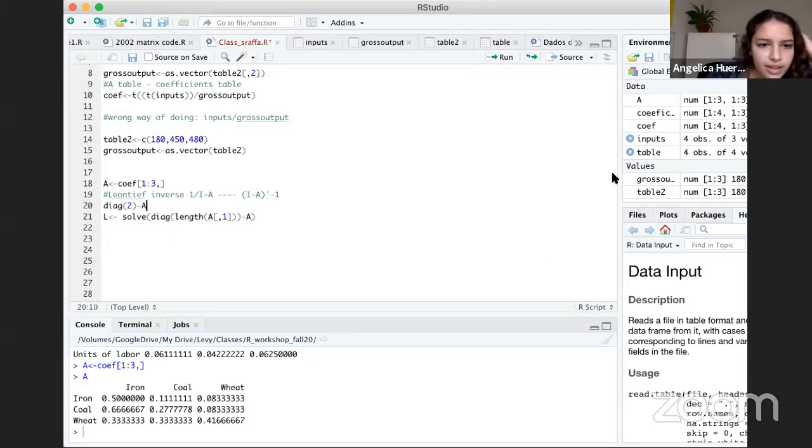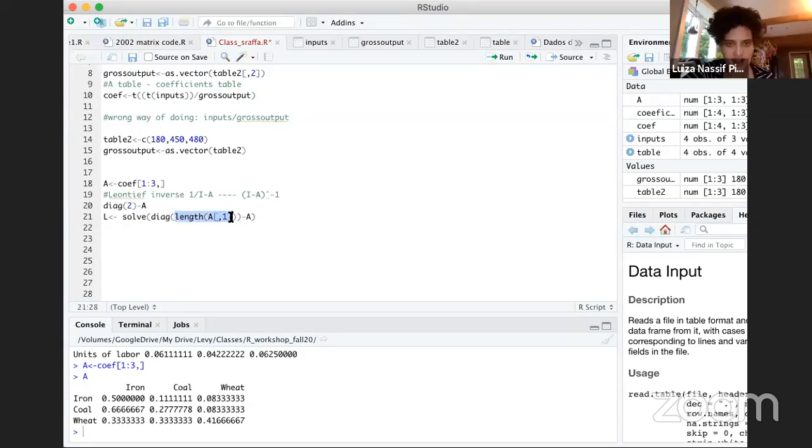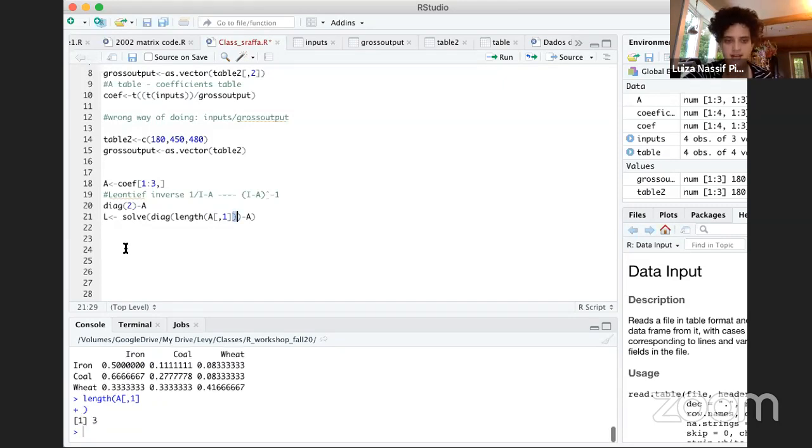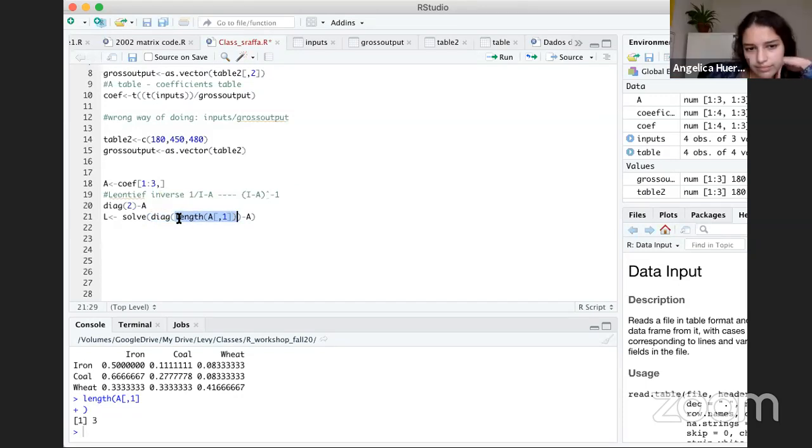So Luisa, when you make the length A1, you're making an identity matrix, right? The length A1 is just telling what size of an identity matrix. The diag length A is making a diagonal matrix with ones in the main diagonal, which is an identity matrix, of the length of A1. That has the same dimensions as a column of the A table. Okay, thank you very much.